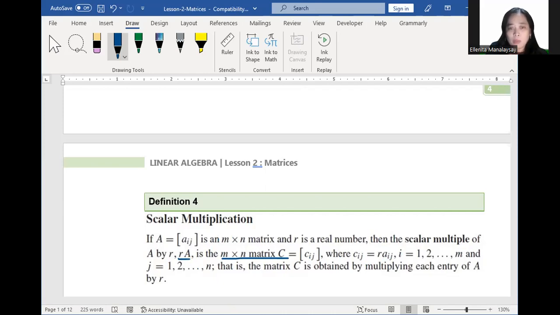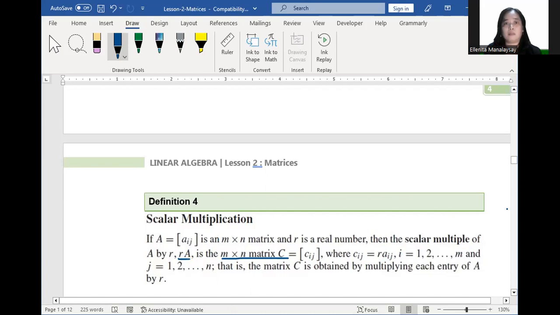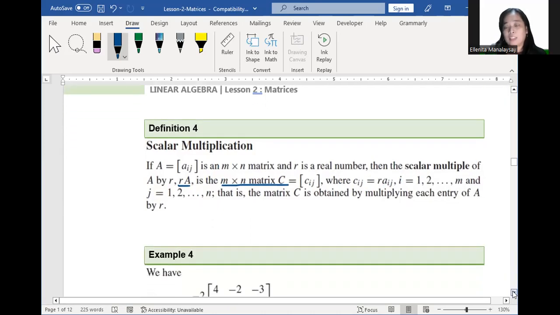So, when we say scalar multiplication, we multiply a given matrix by a certain constant or a certain real number. And to multiply a constant or real number by any matrix, all we need to do is to multiply that real number to each of the entries of that matrix being considered.